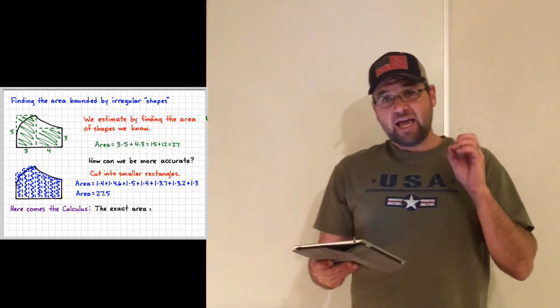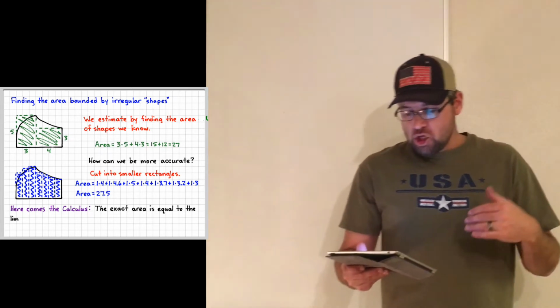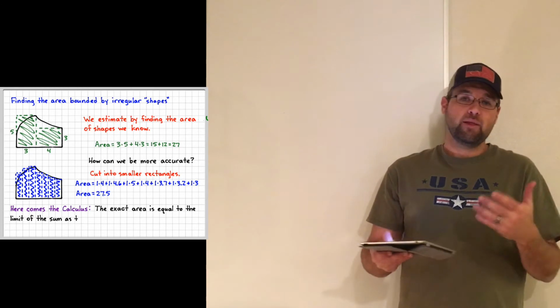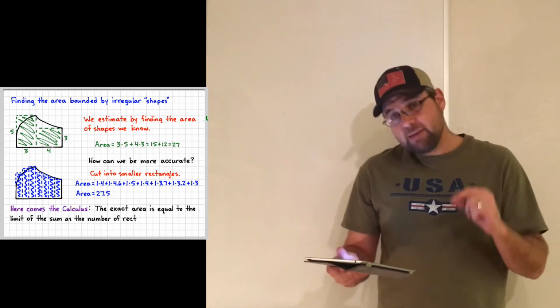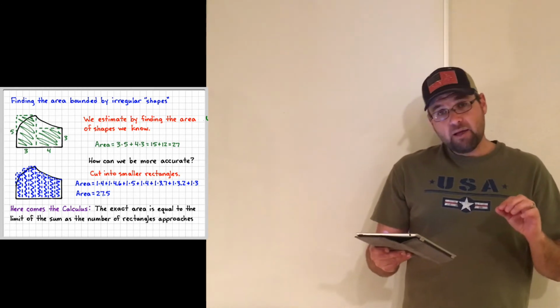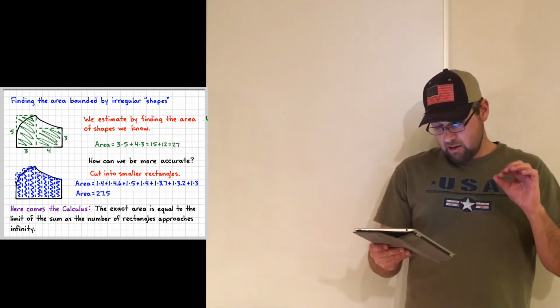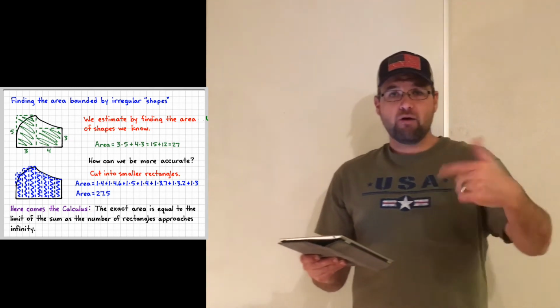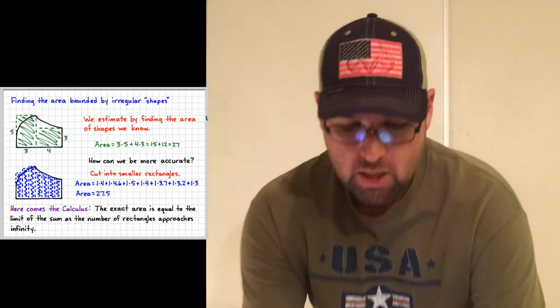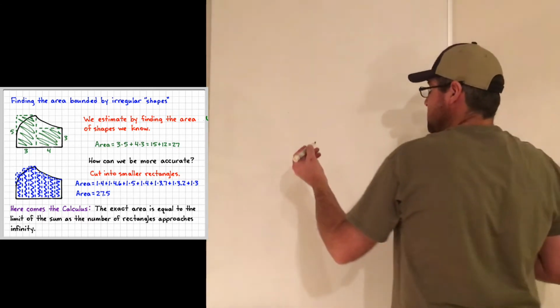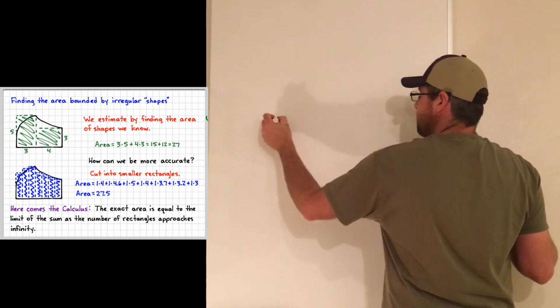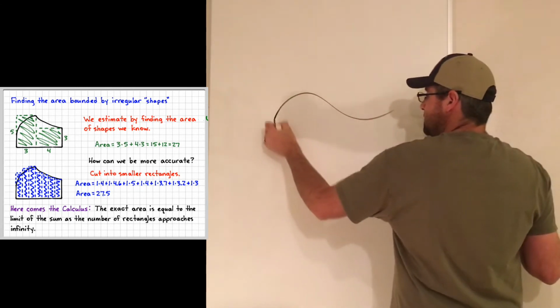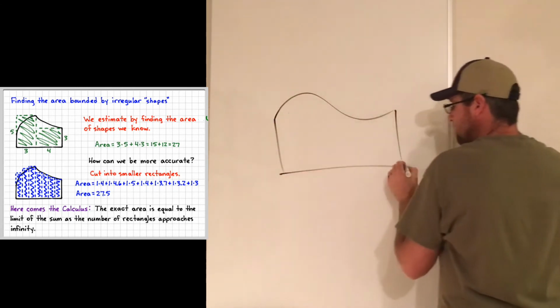To find the exact area, you would take the limit. Well, the limit of what? You would take the limit of the sum of the areas as the number of rectangles approaches infinity. So we would say, I have this shape, whatever the shape is. Let's say I've got a shape that looks like this, and I'm trying to find the area underneath it.